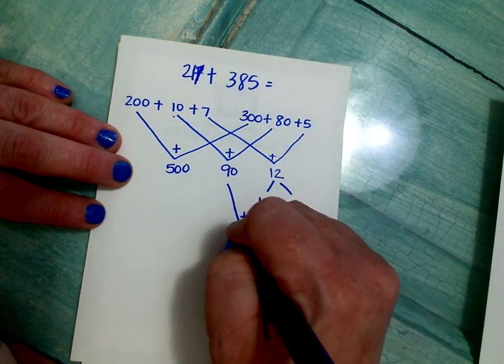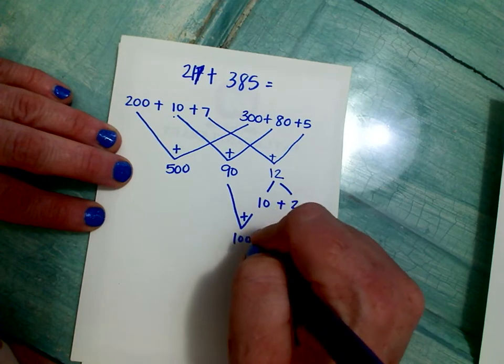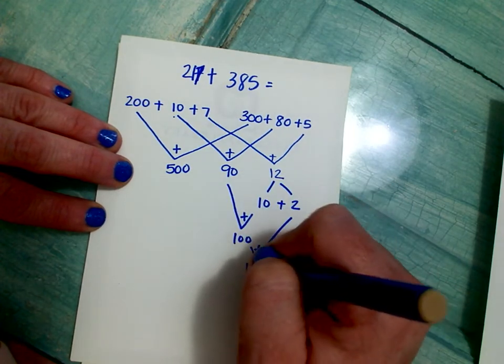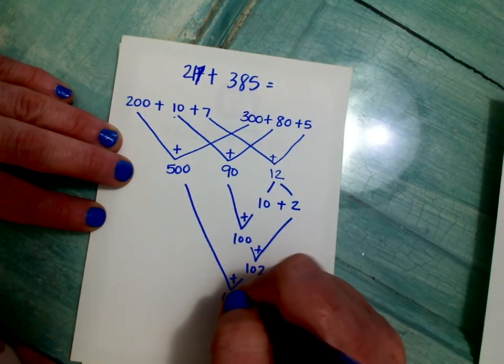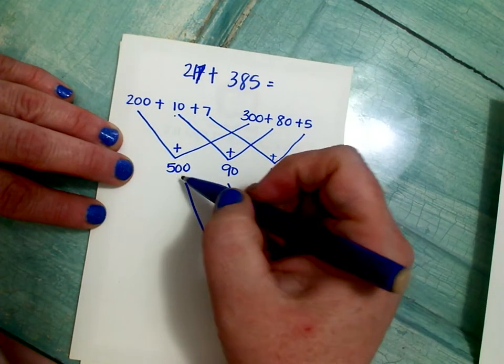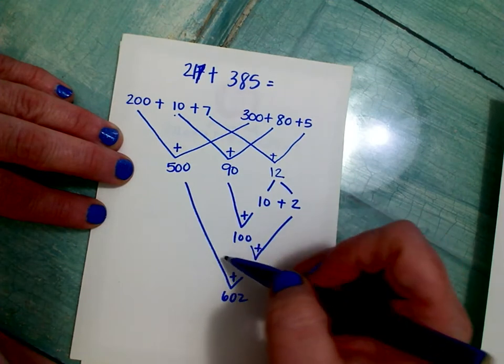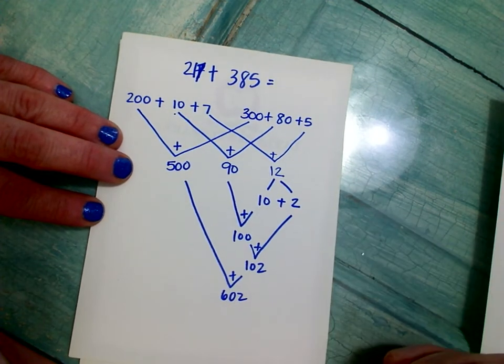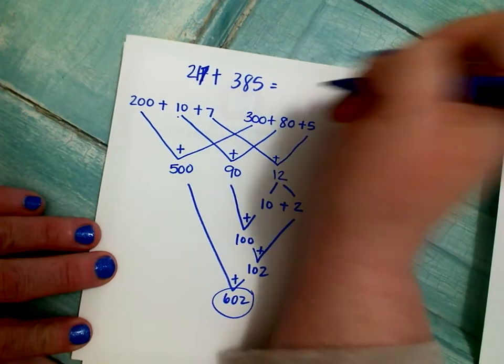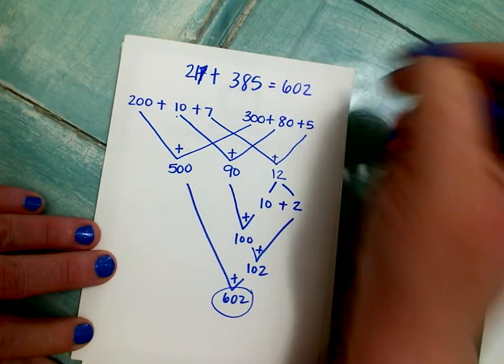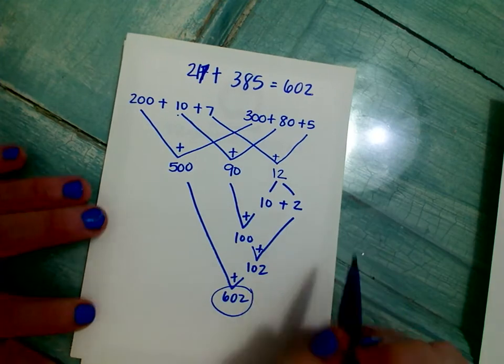90 plus 10 is 100. 100 plus 2 is 102. And then 102 plus 500 is 602. But you could also have said 500 plus 100 is 600, plus 2 is 602. Really being neat is important, and I like when students circle their answer. That way I can see it.